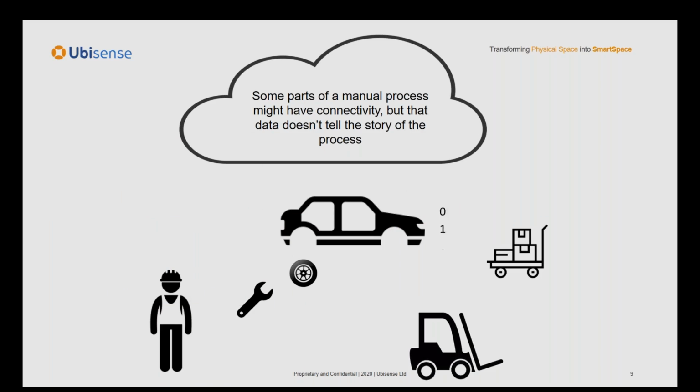If you see here, some parts of the manual process might already have some connectivity, some IoT connectivity, but that won't give you the full story of the process. You might have, for instance, the battery level of a forklift, but that will not tell you the whole story.